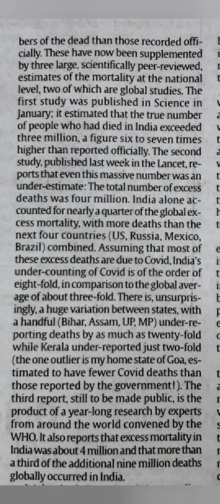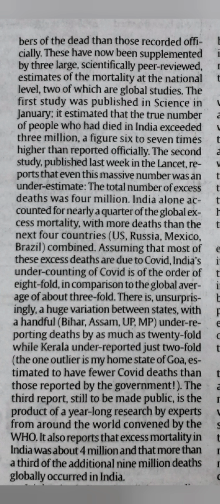India alone accounted for nearly a quarter of the global excess mortality, with more deaths than the next four countries, US, Russia, Mexico, Brazil, combined. Assuming that most of these excess deaths are due to COVID, India's undercounting of COVID is of the order of eightfold in comparison to the global average of about threefold.